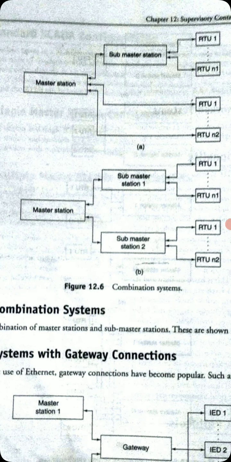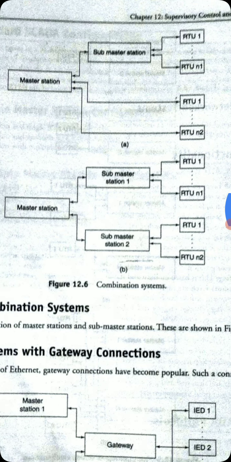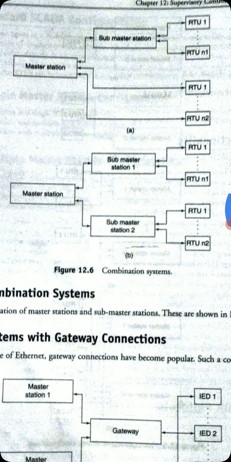See how there will be states, after that district, after that taluk, after that panchayats, for different levels, like the same thing here. RTU 1 to N1 is given to submaster 1, RTU 1 to N2 is given to submaster 2. Like that you can make up to submaster N. All the submasters are given to the main master station. So this is called the combination system.